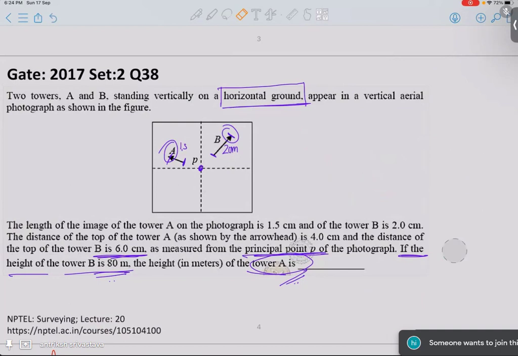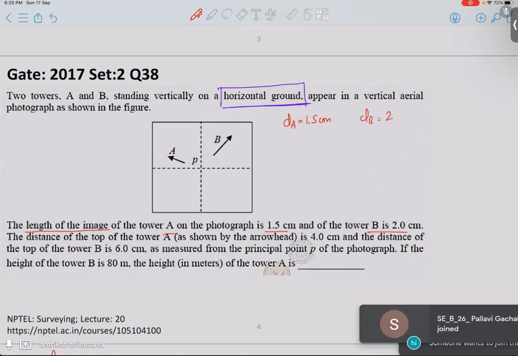So what is given to us? Let's just write from what we have, what derivation we have done, the things that are given to us in the symbols that we have seen. The length of the tower in the image for tower A is 1.5 and for tower B it is 2. So DA, that is the relief of A, is 1.5 centimeter, and DB for the second tower is 2 centimeter.